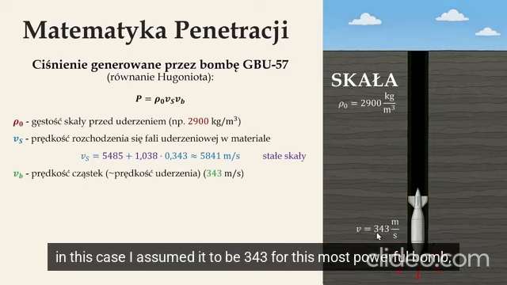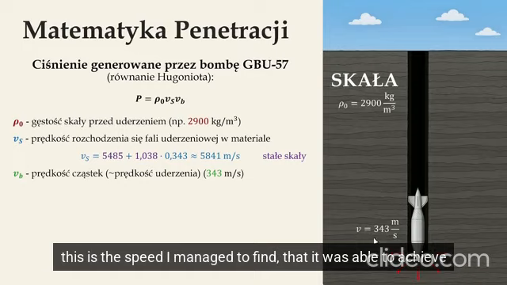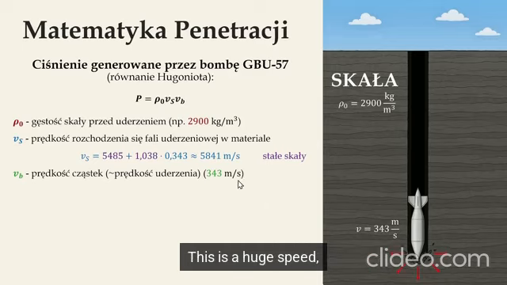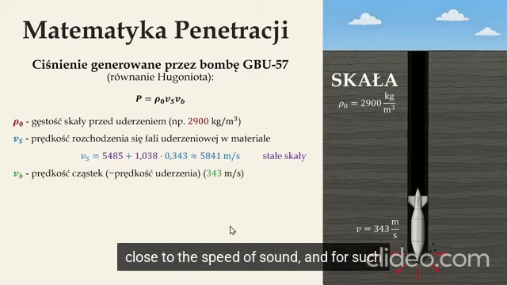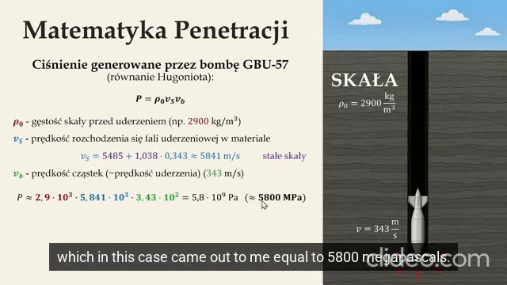In this case, I assumed it to be 343 for this most powerful bomb, which was recently used. This is the speed I managed to find, that it was able to achieve, if it was dropped from a height of over 10 kilometers. This is a huge speed, close to the speed of sound, and for such sample values we can calculate the generated pressure, which in this case came out to me equal to 5,800 megapascals.